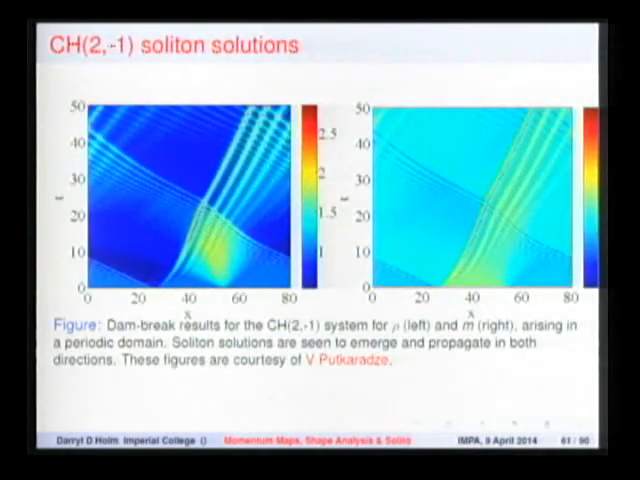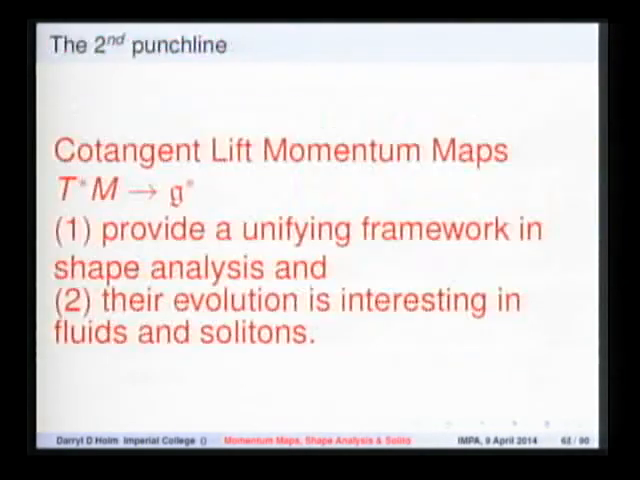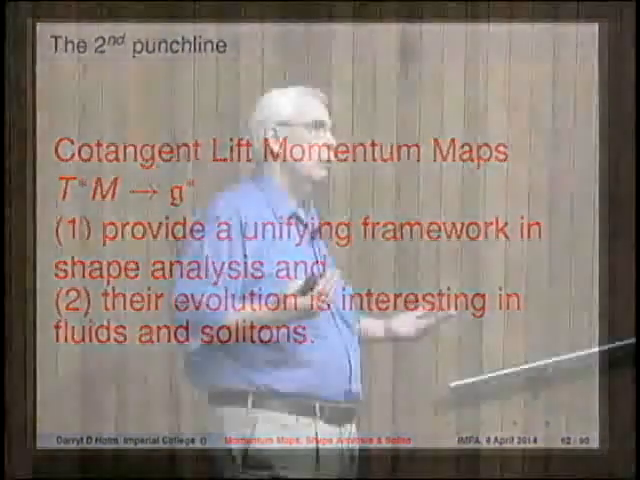Okay, so here's one that Vakhtang Putkaradze did for CH2 minus 1. And it has the same flavor of the interaction of the solitons. So the second punchline is that the cotangent lift momentum maps in this shape analysis provide a unifying framework and their evolution equations. It's very interesting. Right? So this is the shared idea of dynamics and control theory.